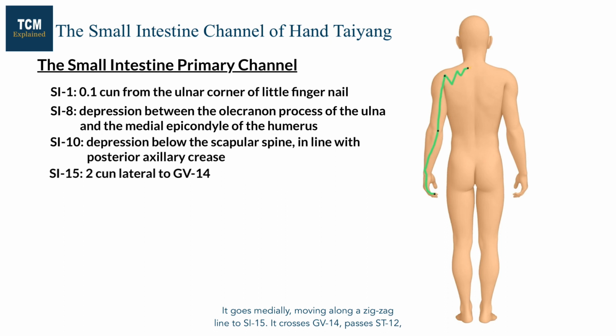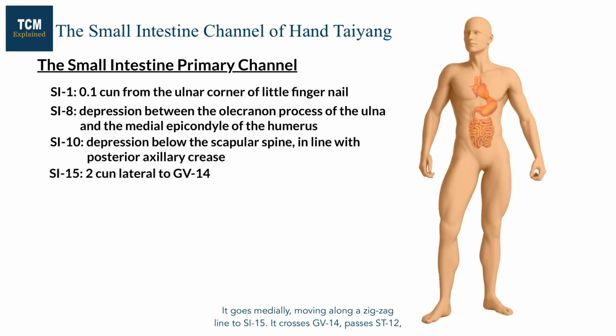It crosses GV14, passes stomach 12, and goes down to intersect with the conception vessel at CV17 and connect with the heart. It further goes down through the diaphragm and connects with the stomach. It intersects with the conception vessel at CV13 and CV12, then enters the small intestine.